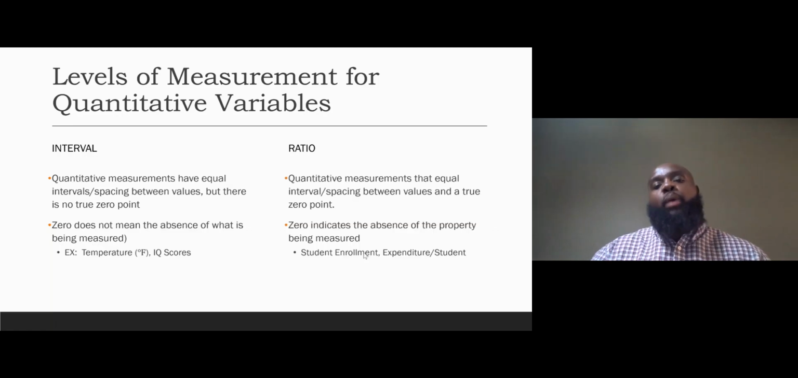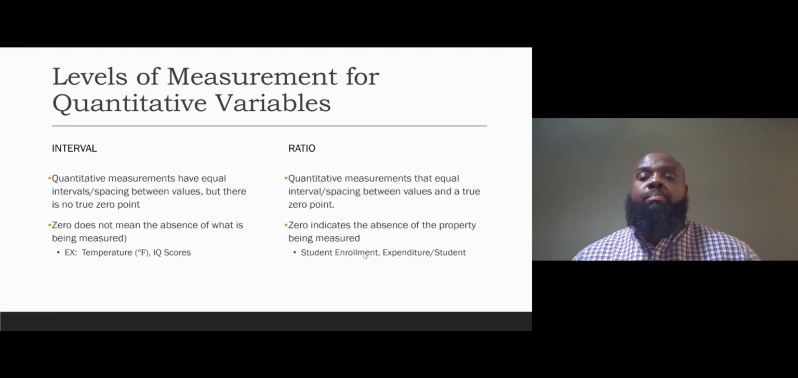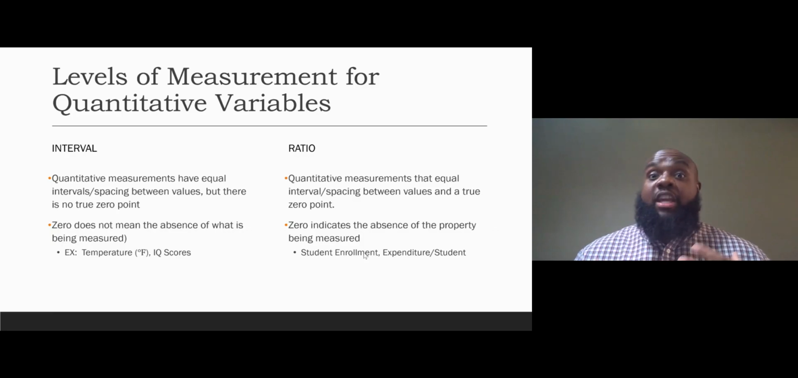And so your ratio variables, quantitative variables, they are numerical. The intervals do have equal spacing, and there is a true zero. A true zero means that zero truly indicates the absence of whatever is being measured. So, for instance, student enrollment, right? If your student enrollment is zero for a certain day, that means zero. That was an absence of students enrolled.